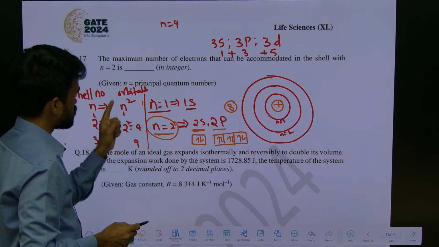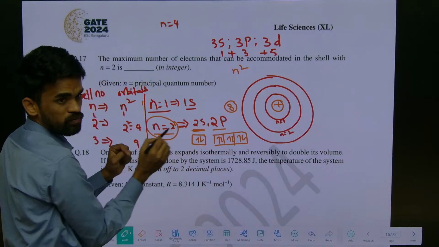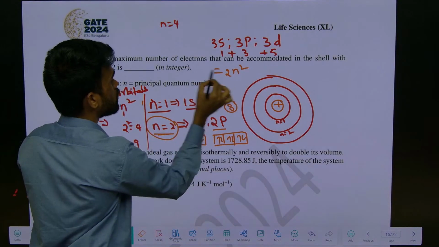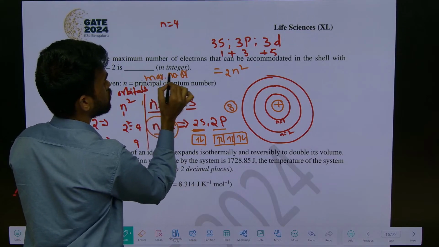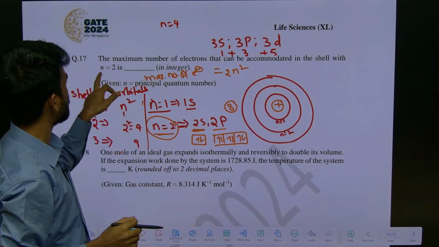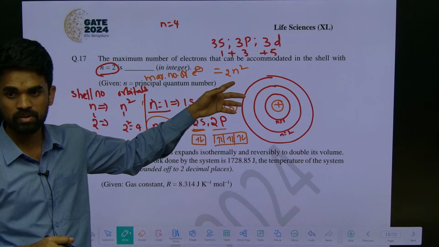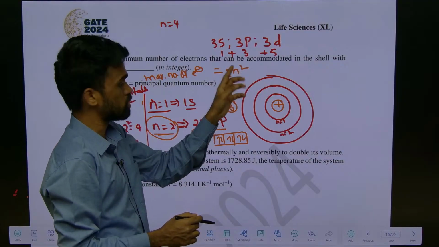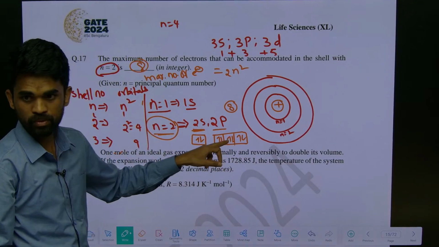So in each orbital how many electrons are you filling? 2. So you got the number of orbitals as n square, and in each orbital you can fill 2 electrons. So you just take 2n square. This gives you the maximum number of electrons that can be accommodated in a shell. Now tell me, if n equals 2, how many electrons can we fill at maximum? 2 into 2 square, that is 2 into 4, 8. So it will be 8 electrons. This is the proof. Is this clear?